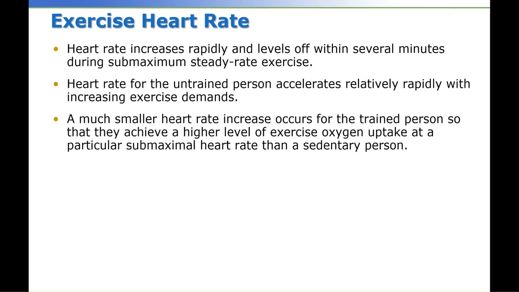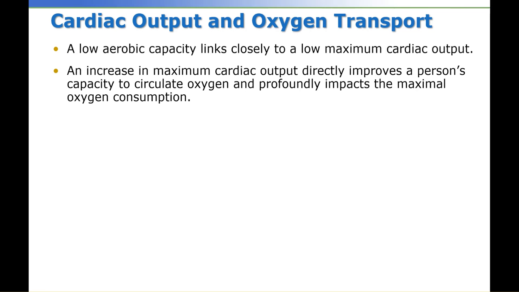Exercise heart rate. So heart rate increases rapidly and levels off within several minutes during submaximal steady rate exercise. Heart rate for the untrained person accelerates rapidly with increasing exercise demands. A much smaller heart rate increase occurs for the trained person. So they achieve a higher level of exercise oxygen uptake at a particular submaximal heart rate than a sedentary person. So when you climb the stairs, if you're untrained, your heart rate goes up quickly. If you are a trained person, it takes longer for your heart rate to rise.